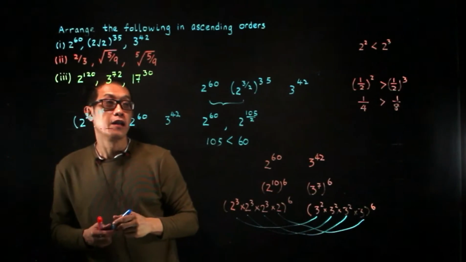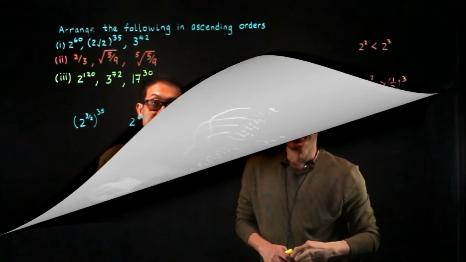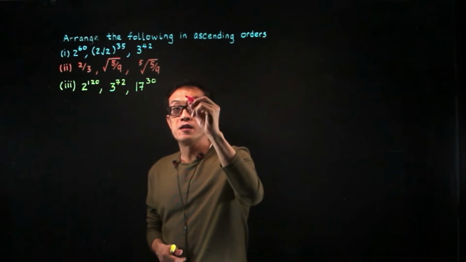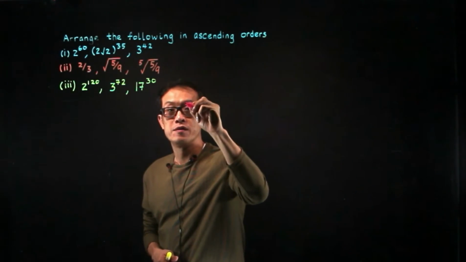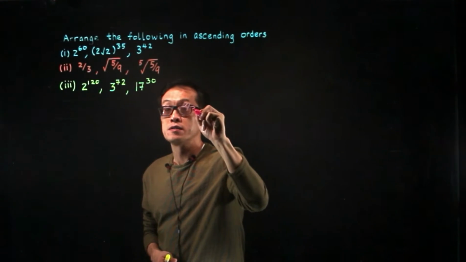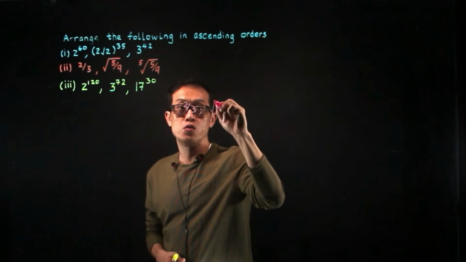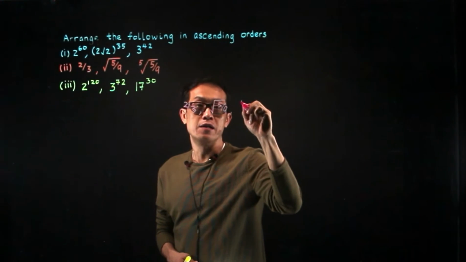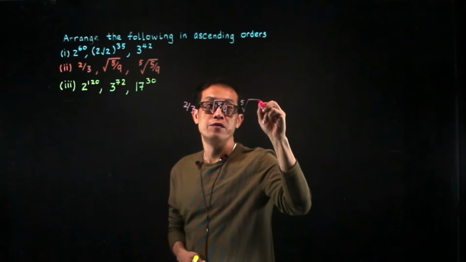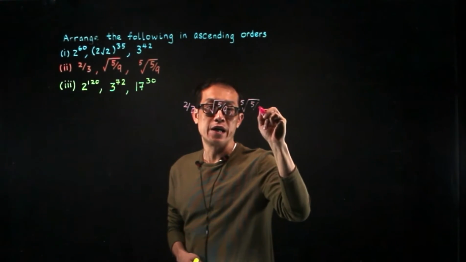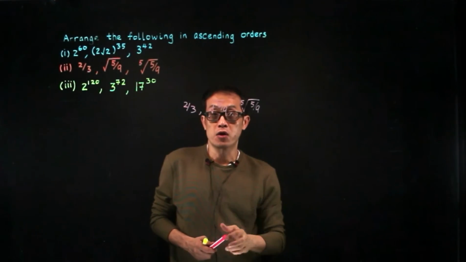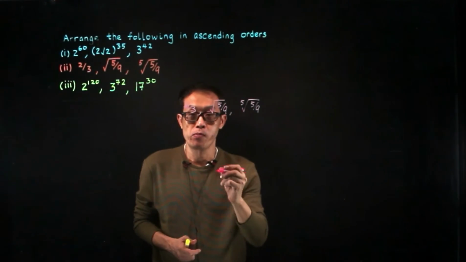Okay. Let's move on to the rest of part 2 of the question. Now you have 2/3, root 5 over 9, and the fifth root of 5 over 9. Now let's compare these two first. So I just copy them down.